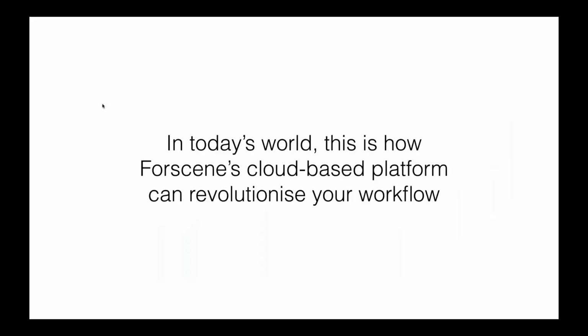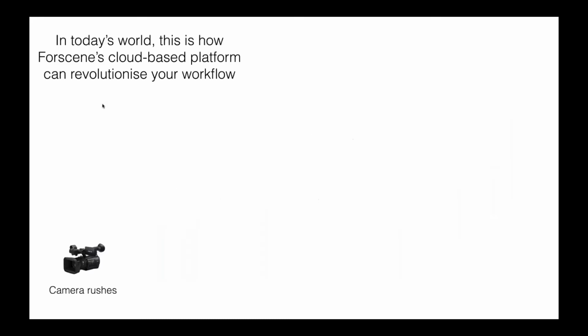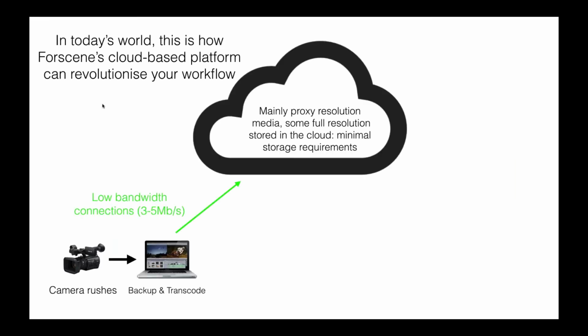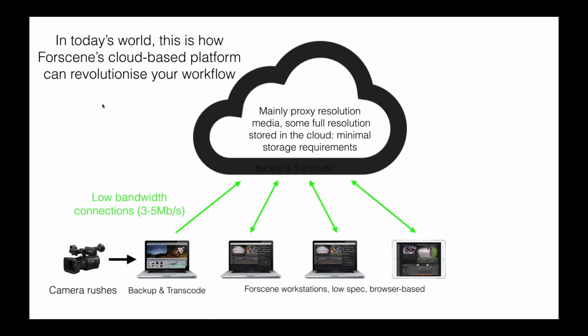So the way that Forscene works, if we just redraw this diagram, let's say in today's world, this is how Forscene can actually be used now. So you take your same camera rushes, and then you go to your backup procedure, your DIT station, and as you're backing up your content to your drives, we use a low bandwidth connection to upload proxies of your media in the cloud. So the majority of what you're storing in the cloud is just a proxy. It's an offline representation of your media. We can use those same low bandwidth connections.